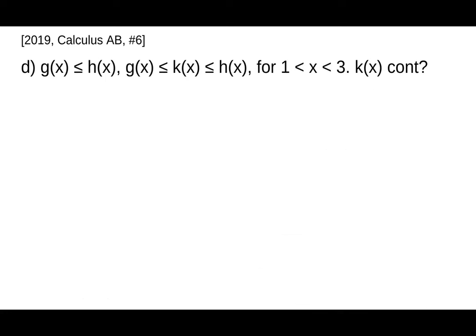In part D of this question, we are given that g of x is always less than or equal to h of x, and another function k of x, which is always greater than or equal to g of x and less than or equal to h of x, on the interval from 1 to 3. And the question is, is k of x continuous? Well, we're given in the question stem that g of 2 equals h of 2 equals 4. So given the inequalities, it must be the case that k of 2 is also equal to 4.